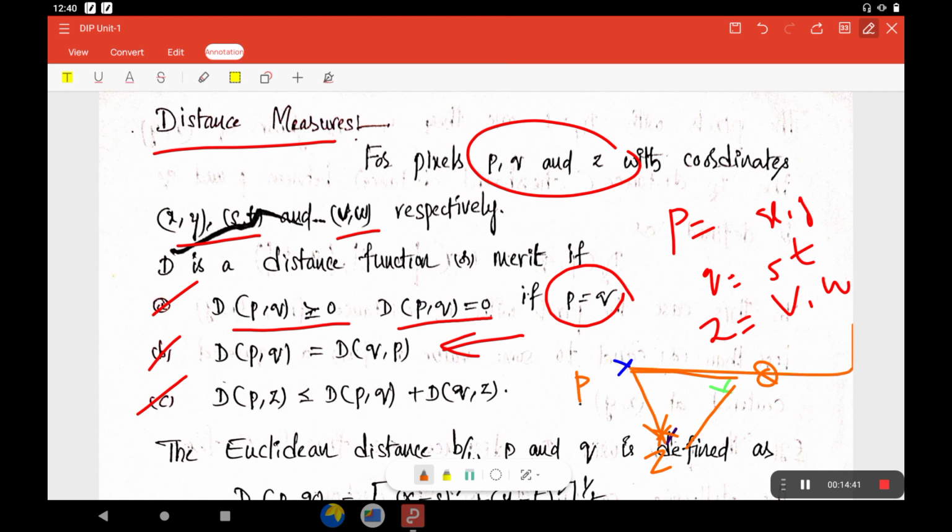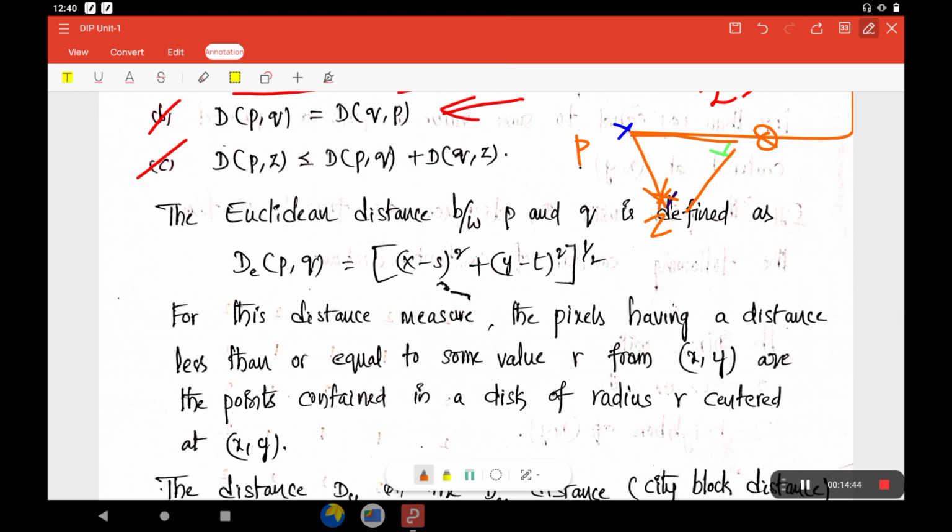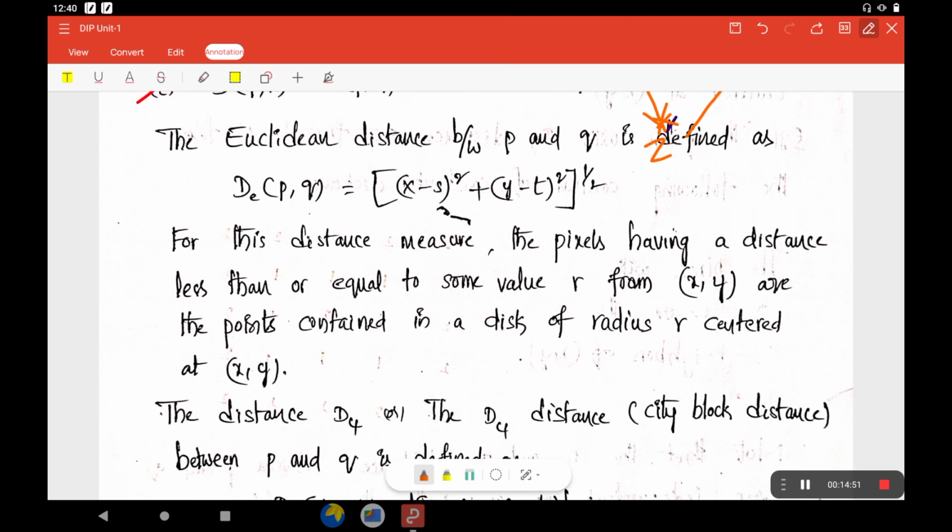Then the Euclidean distance between P and Q is defined as follows. If you want to find the distance between 2 pixels, we use the Euclidean distance as one of the measurements. Here D_E represents the Euclidean distance, D being the distance. The Euclidean distance between P comma Q is (x minus s) whole square plus (y minus t) whole square, into whole power 1 by 2. We can also define it as the square root of (x minus s) whole square plus (y minus t) whole square.